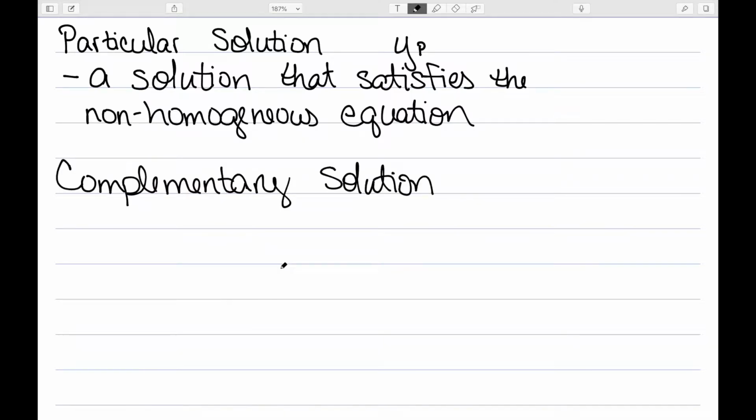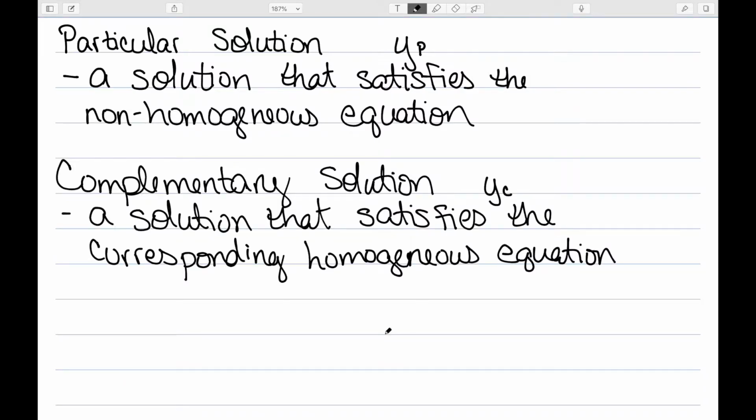On the other hand, we can also find what's known as the complementary solution. The complementary solution is denoted by y sub c, and it's a solution that satisfies the corresponding homogeneous equation. So we keep all of our coefficients the same, but set f of t equal to 0 and solve that.